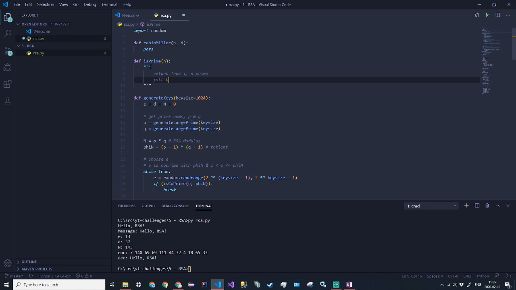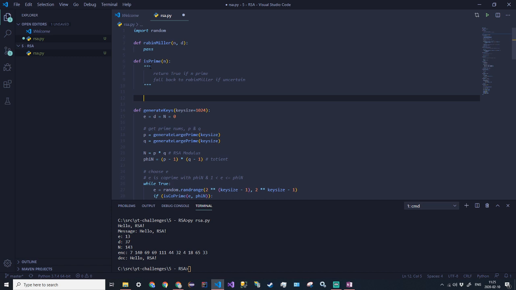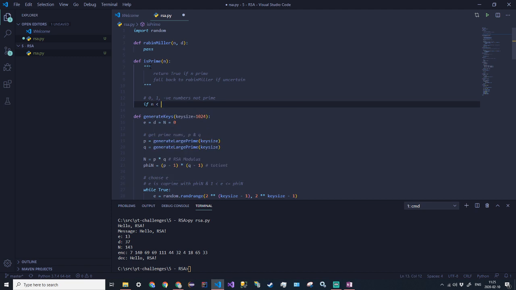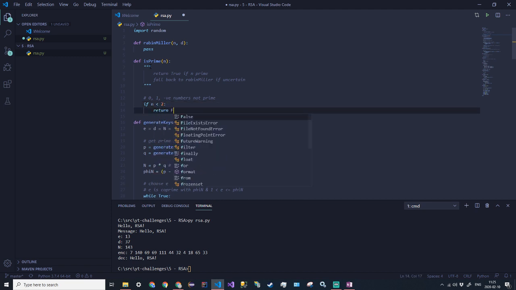And this method will fall back to Rabin-Miller if uncertain. So this method is here to prove wrong, to prove that the number is not prime, not to prove that it is prime, because that's kind of difficult to prove. So the first condition will be 0, 1, negative numbers not prime. So if n is less than 2, return false.